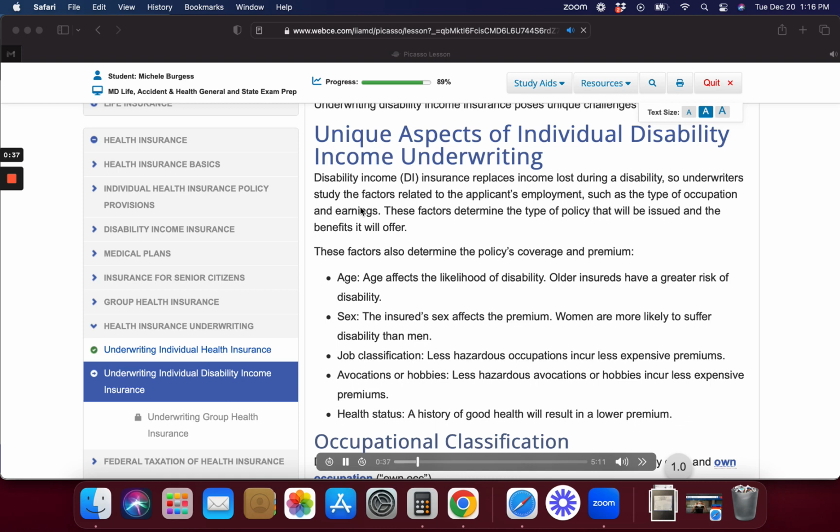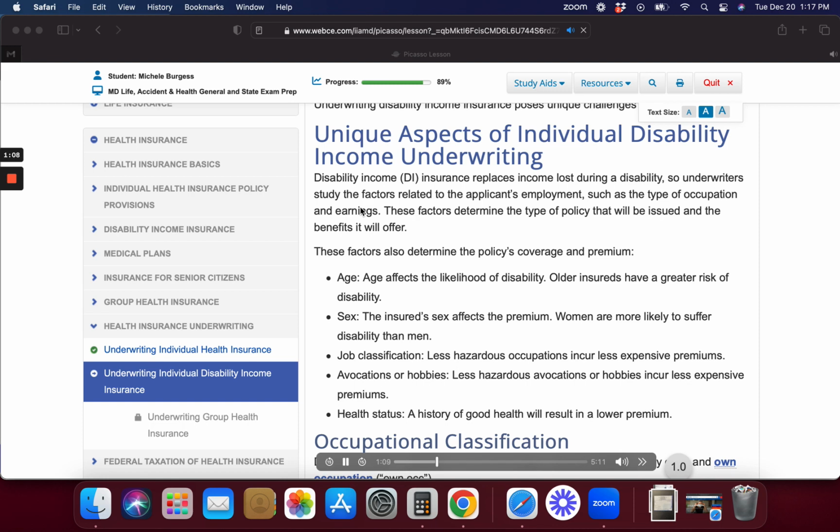Age. Age affects the likelihood of disability. Older insureds have a greater risk of disability. Sex. The insured's sex affects the premium. Women are more likely to suffer disability than men. Job classification. Less hazardous occupations incur less expensive premiums. Avocations or hobbies. Less hazardous avocations or hobbies incur less expensive premiums. Health status. A history of good health will result in a lower premium.